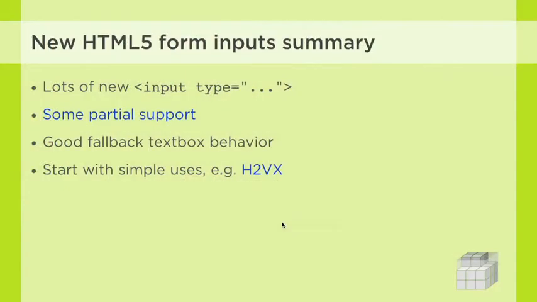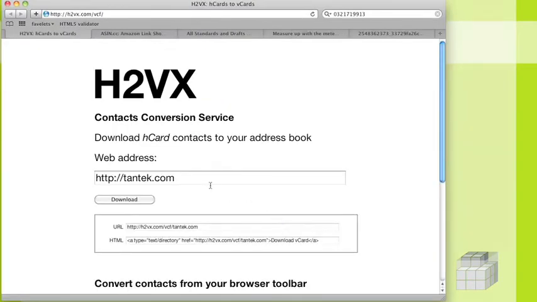What I recommend is that you start with simple uses. For example, H2VX is a site that takes a URL as input and then creates download URLs to give you all the hCards converted to vCards on the site, and even a link that you can copy and paste. So here we've got an input that's a URL. And for the most part, it just looks like a normal text box.